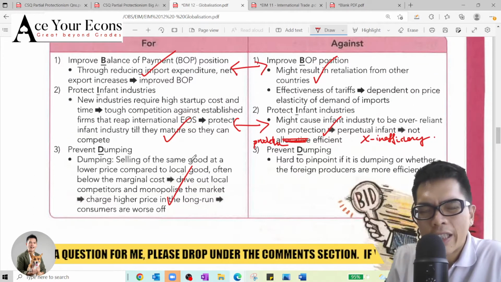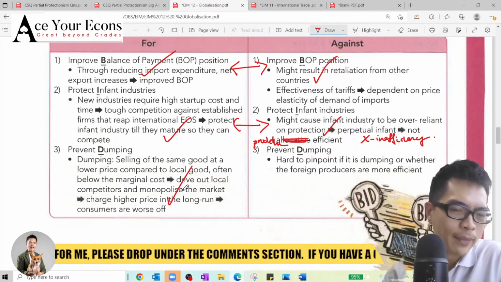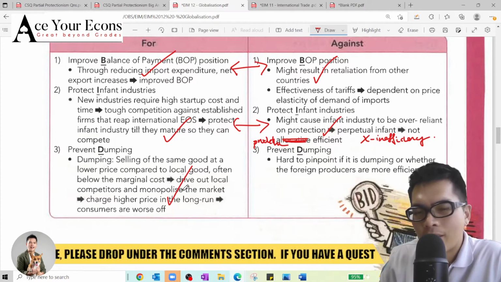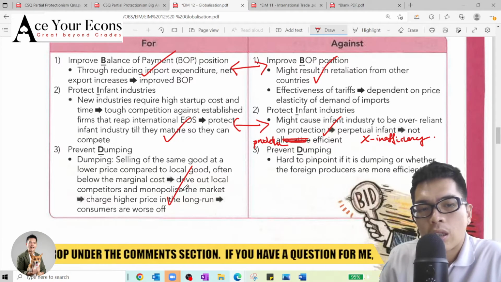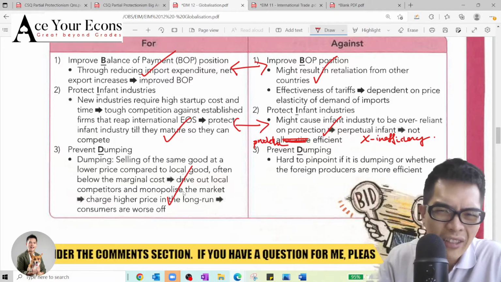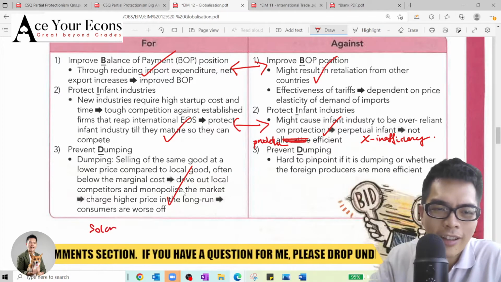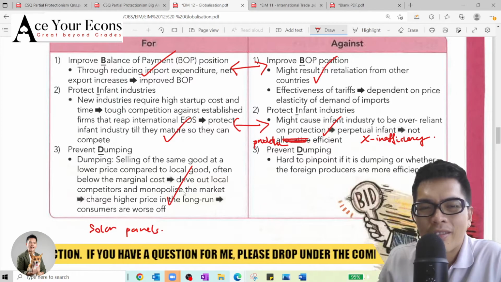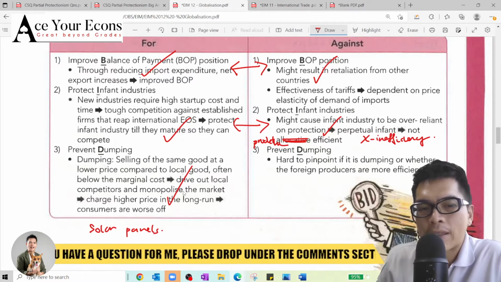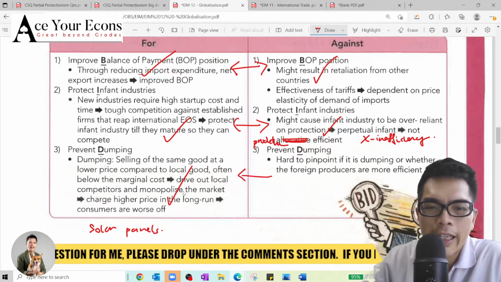When I was covering this, I was thinking through what kind of examples are out there. Maybe you guys will want to do a Google search on what are the recent examples of dumping. Some of the not so recent examples that I often see on the web is solar panels, and what else I can't recall. There's a good reason why it's difficult to get an example: dumping is hard to detect.